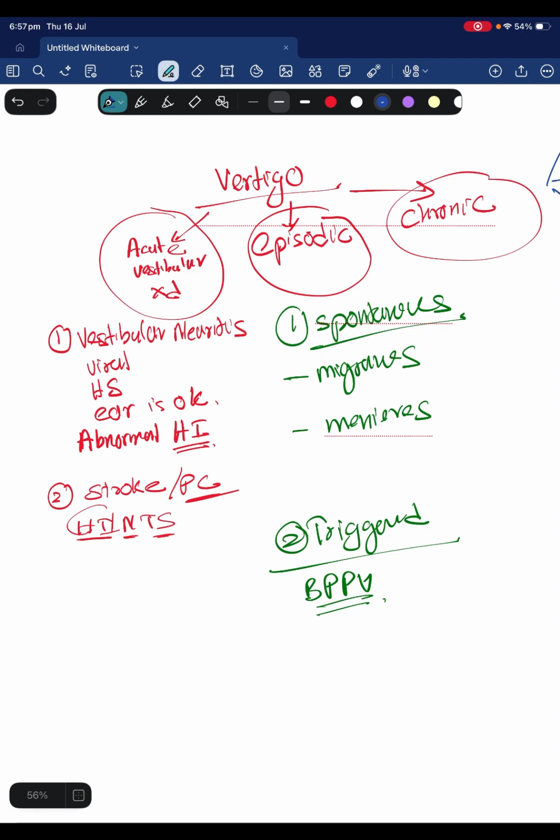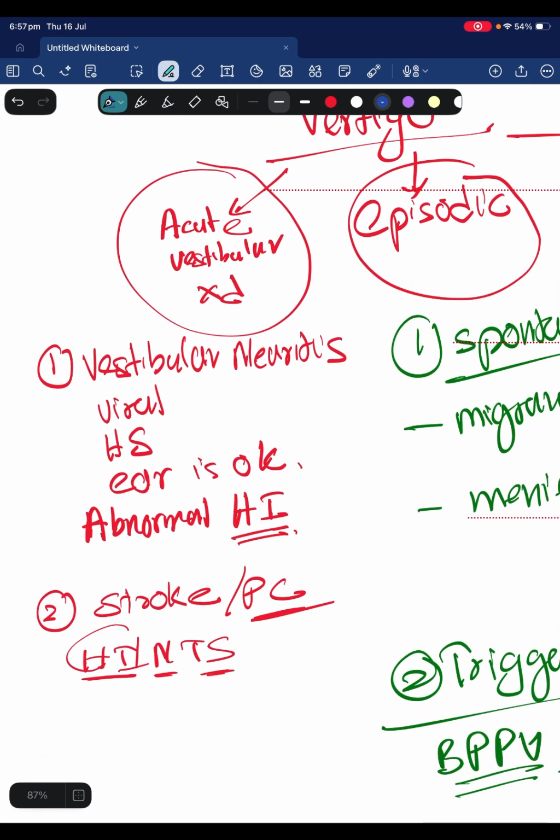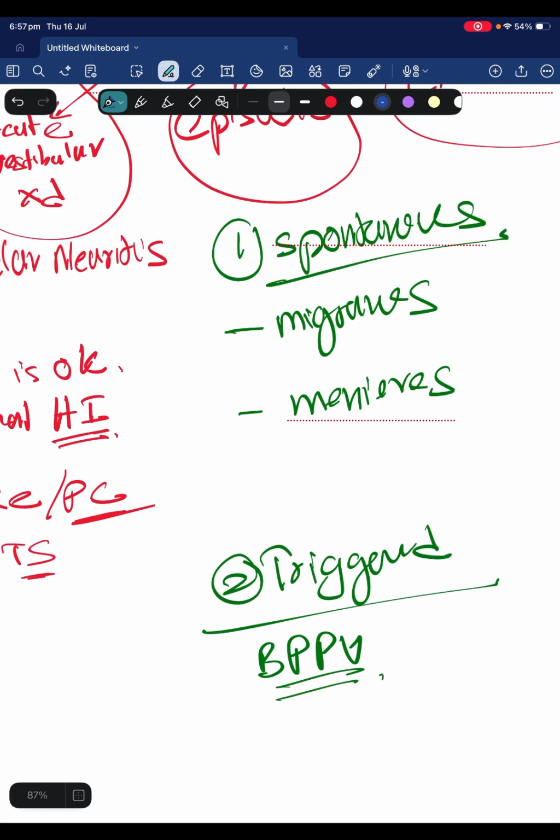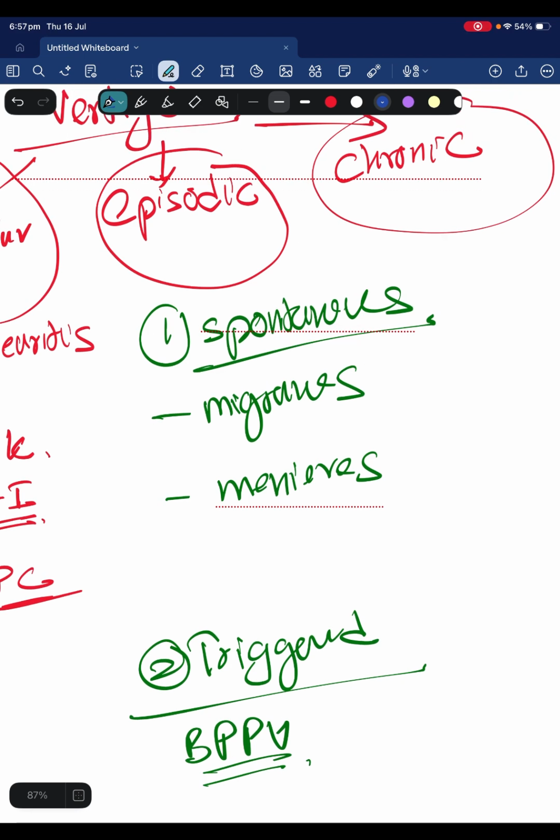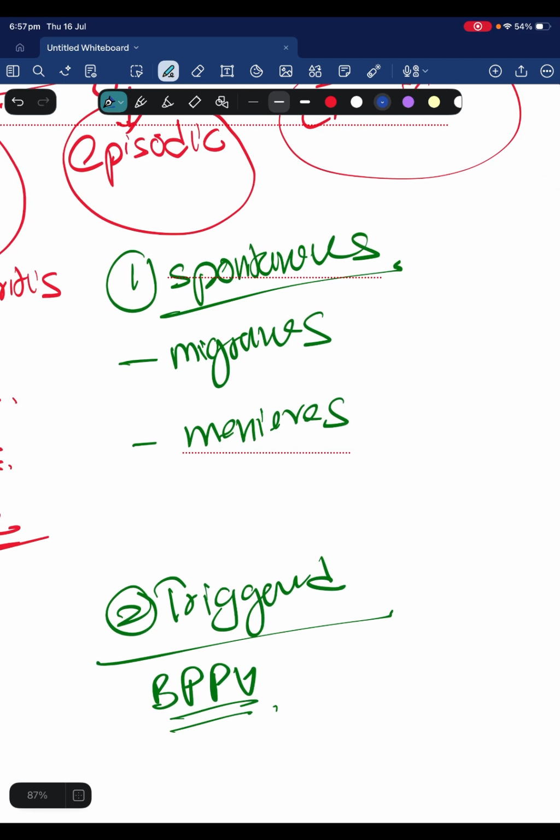So what we talked about was that in the acute vestibular syndrome, that is where symptoms are acute and persisting, two main differentials, vestibular neuritis and stroke, and we talk about the HINTS test, head impulse, nystagmus, and test of skew, and we talk about when to do them and how to do them as well. And secondly, we talked about the episodic ones. Again, we subdivided into spontaneous and triggered. The spontaneous ones were the migraines and the Meniere's disease. Meniere's disease is most of the time associated with all the ear symptoms, the hearing loss, the tinnitus, the fullness, and then the triggered ones would be the BPPV.